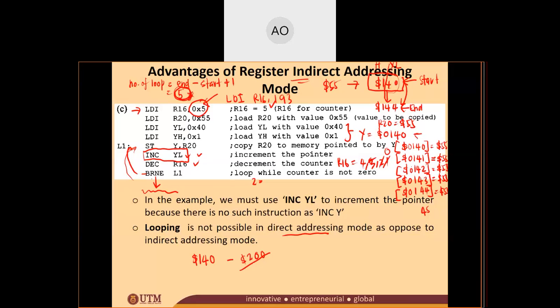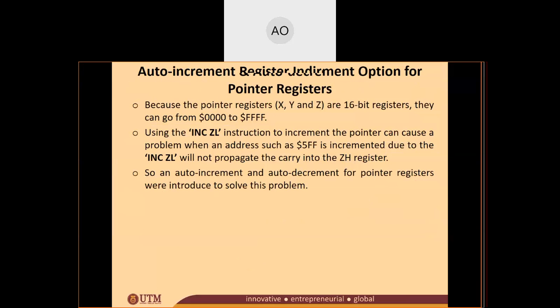Okay, so that's why we need to use the indirect addressing mode compared to direct addressing mode. If you're going to store many data, use indirect; if you're going to store just a few data, you can use the direct addressing mode. Okay, so next we are going to see the auto increment and auto decrement option for the pointer register.